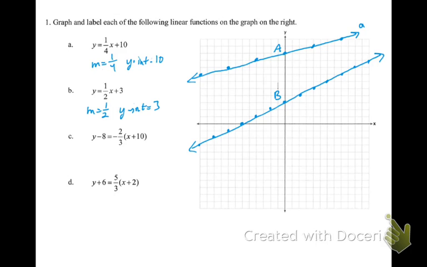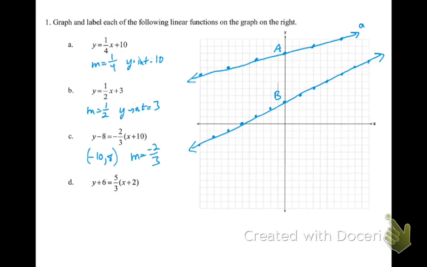Letter C, that equation is written in point-slope form. Remember, when you're dealing with point-slope form, the number with the x in parentheses is the x-coordinate of our point, and the number with the y is the y-coordinate. And remember, you have to change the sign. So the point that we're actually going through is -10, comma, 8. You have to change the signs for the point that you're going to start from. And the slope is -2/3.